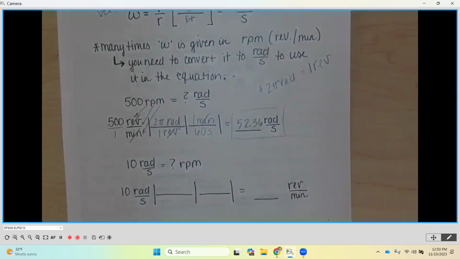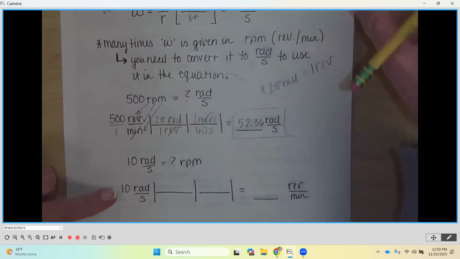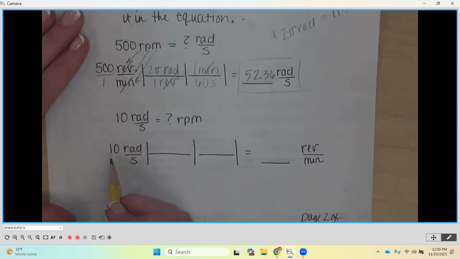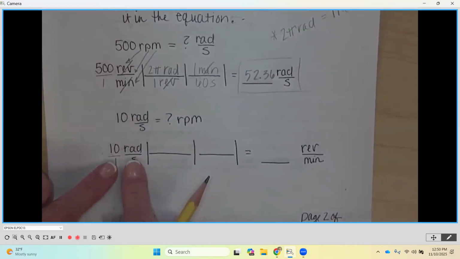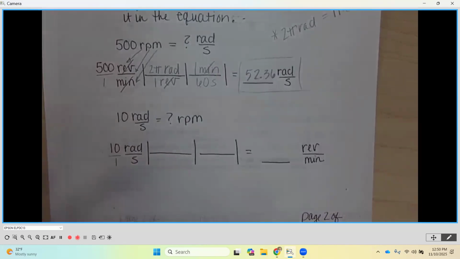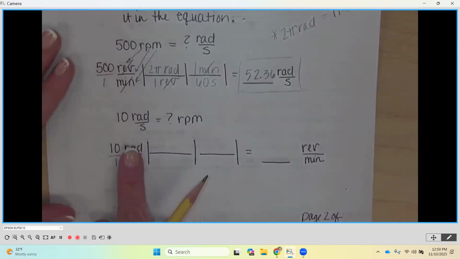Let's go in the opposite direction. Let's do 10 radians per second is equal to how many RPMs? Okay. So, because we have to go between the two. If I have 10 radians per second, you're going to notice here that when I write this out, 10 is going to be over 1 because that's a whole number. So it's going to be radians on top, and the per second is going to be underneath. Don't write it as a slash. Do not write it as a slash. Radians per second, top, bottom.